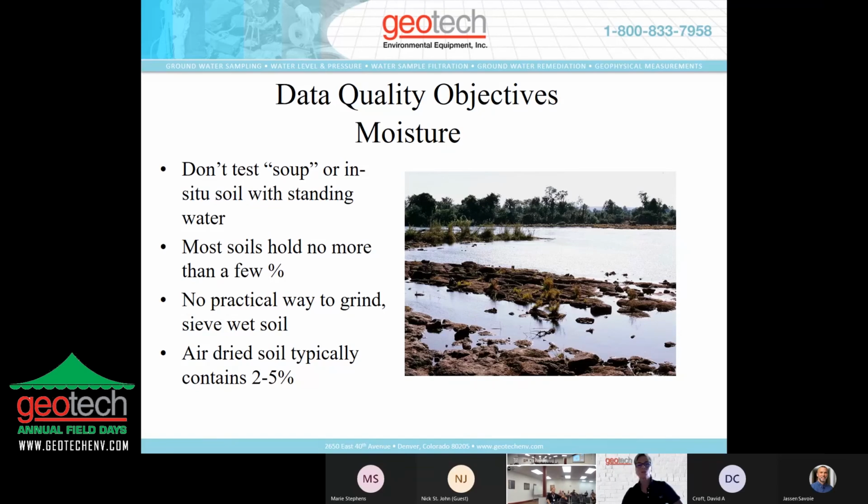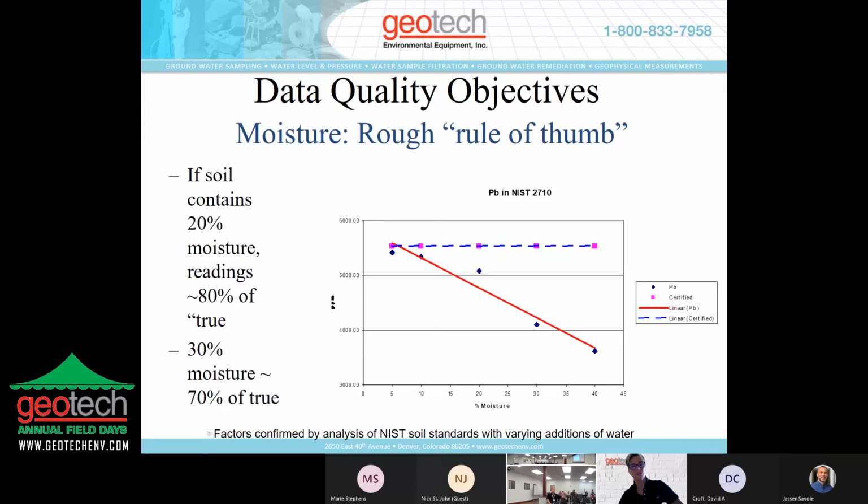It gets a little wild out there once you start changing your objectives or accepting data that's been manipulated. So if you've got 20% moisture, you're about 80% true of your sample.